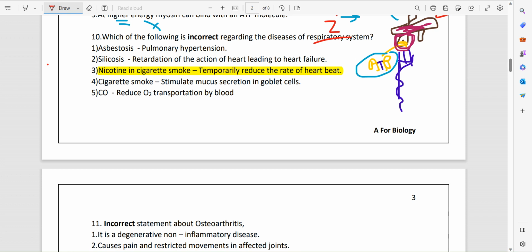So we have asbestosis, silicosis, and smoking stuff. Here the wrong thing about this one would be that it is temporarily not reducing, obviously. It would be increasing the rate of the heartbeat. That's why it's wrong. I have changed the word. So that's something that they do. They swap the keywords when it comes to making MCQ statements. So that's what I've used here.